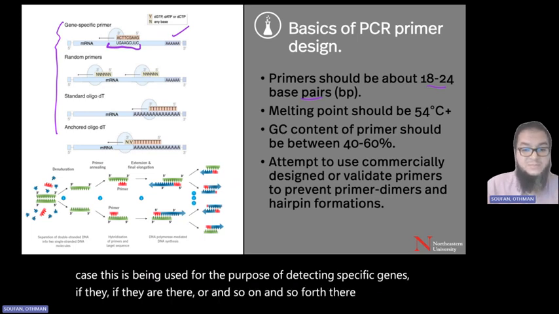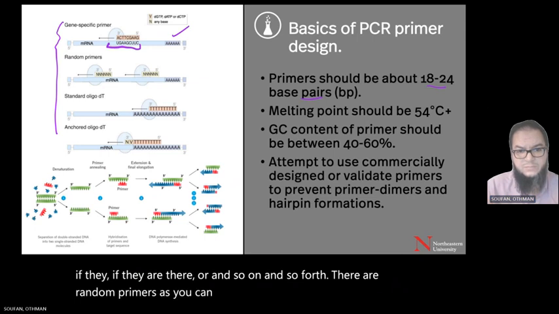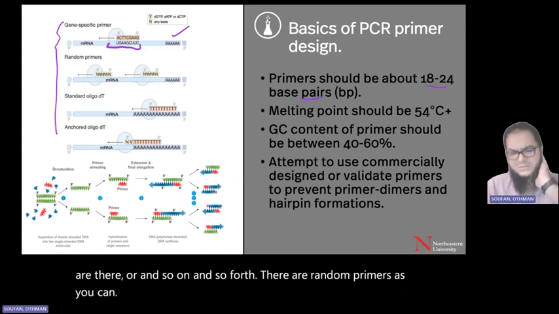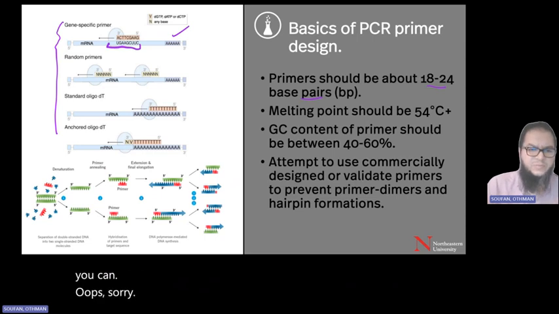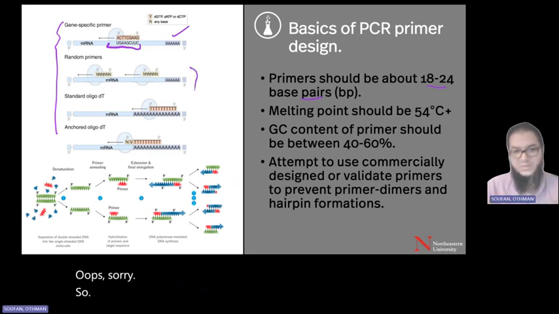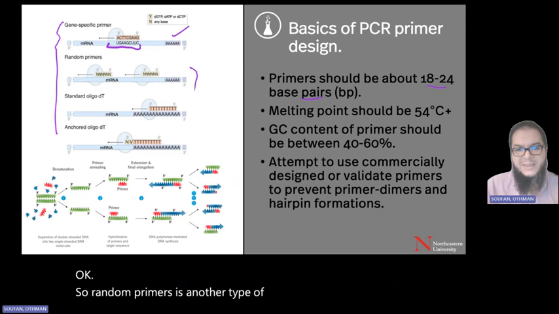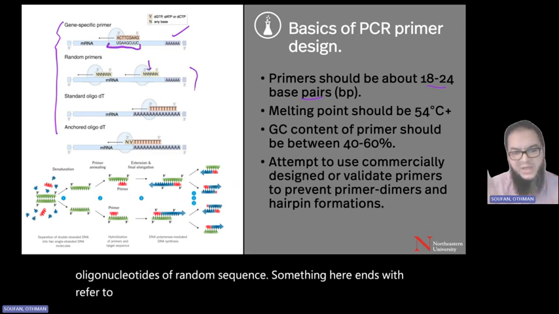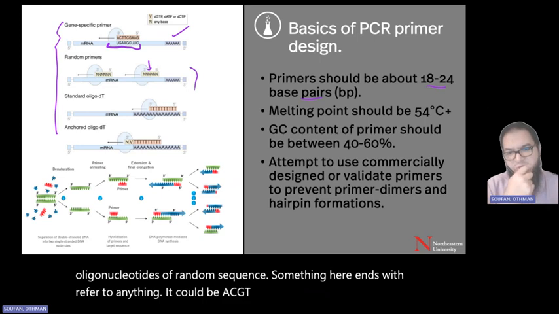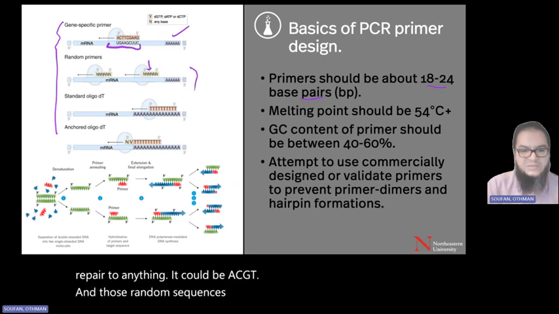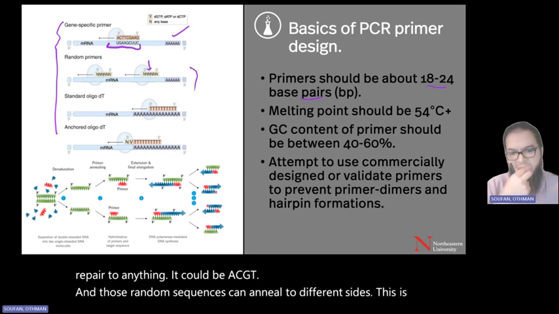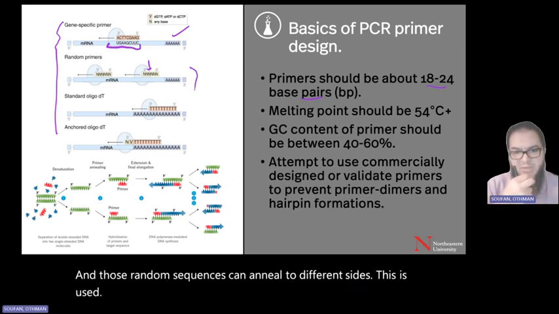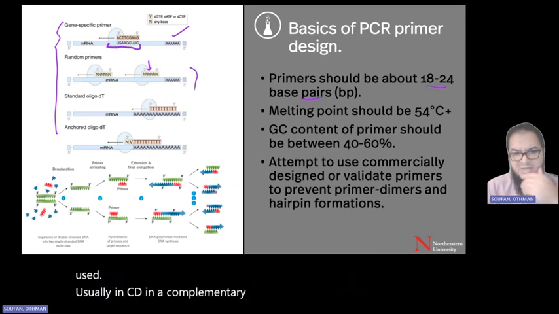There are random primers, as you can see. So random primers is another type of primer. They are, again, short oligonucleotides of random sequence. The N here would refer to anything. It could be A, C, G, T. And those random sequences can anneal to different sites. This is used usually in cDNA, complementary DNA synthesis.